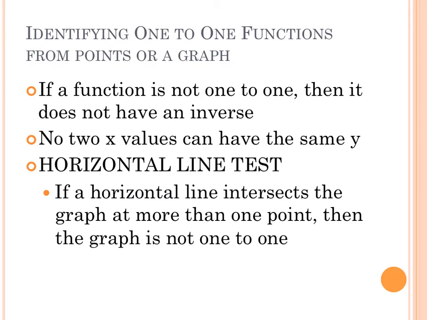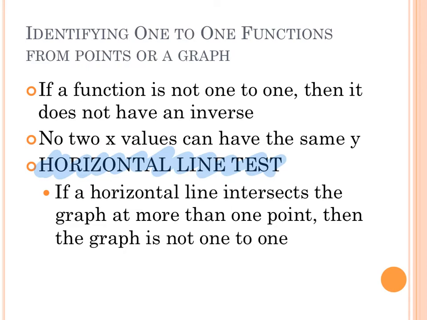If it's 1-to-1, then it has an inverse. So 1-to-1 has an inverse; not 1-to-1, you can't find the inverse, okay? So the simple test for is it 1-to-1 from a graph is the horizontal line test. If it fails the horizontal line test, it's not 1-to-1 and it doesn't have an inverse.